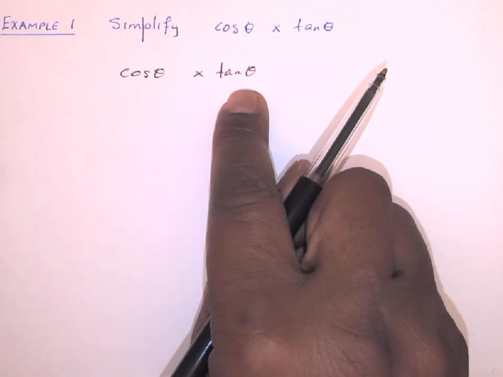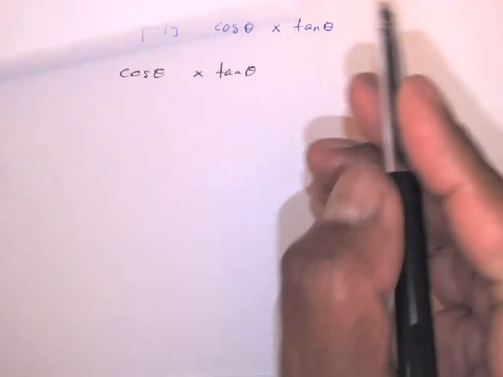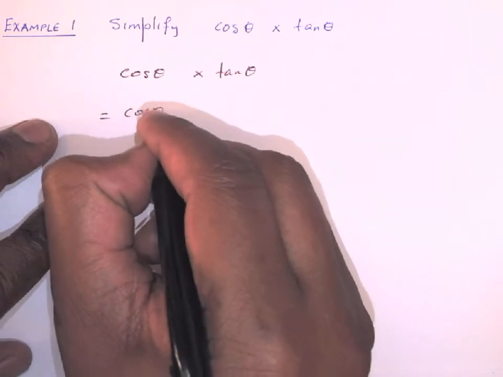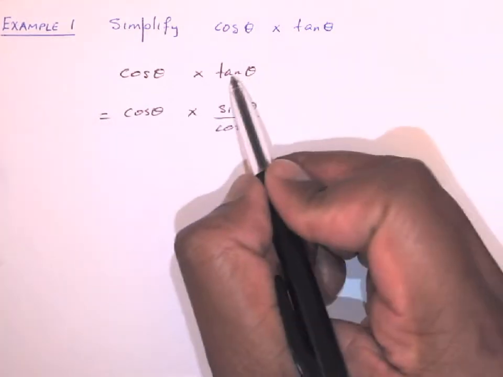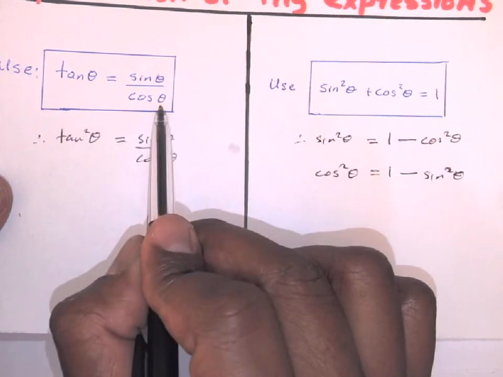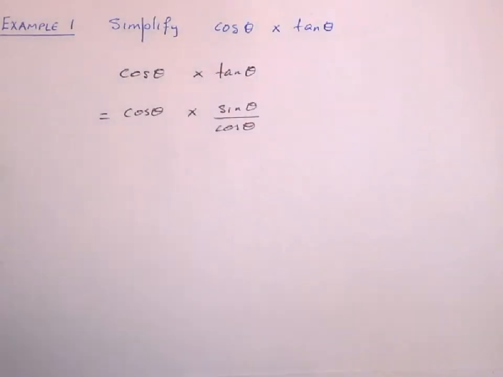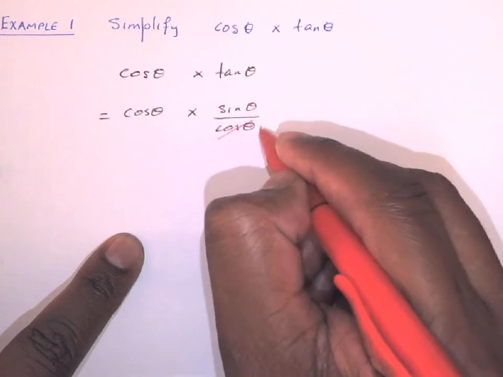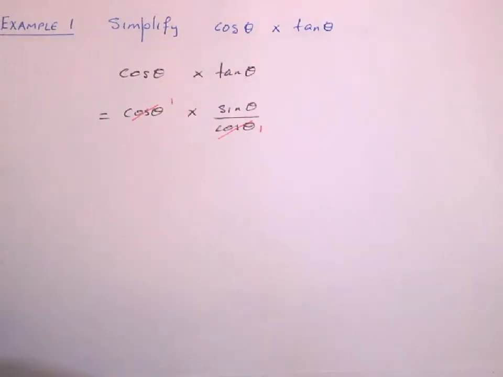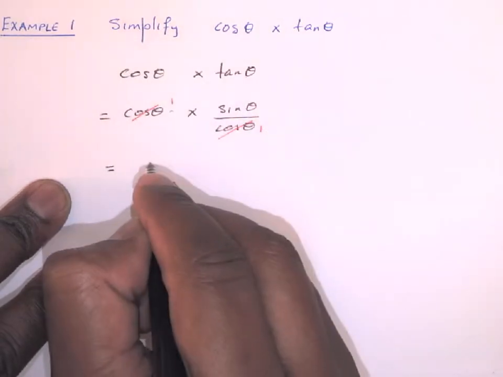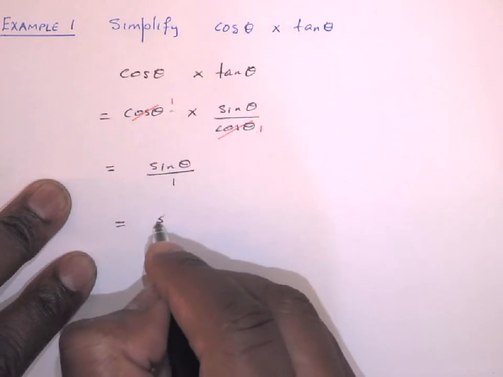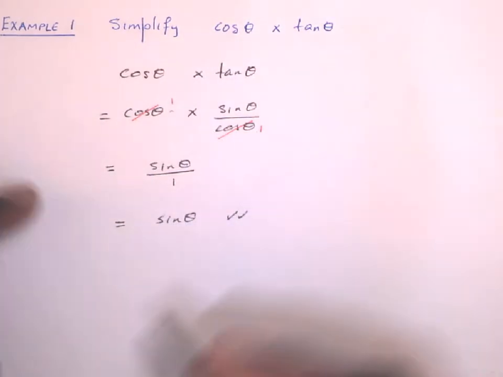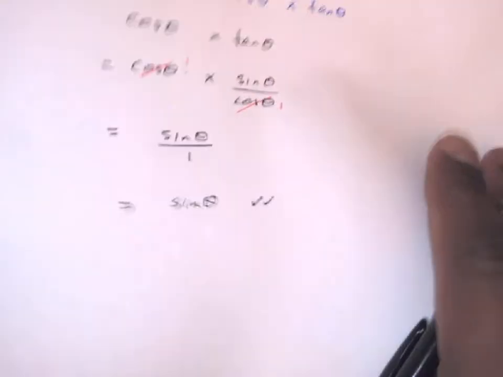Now, tan, we said it can be written as sine theta over cos theta. So this becomes cos of theta multiplied by sine theta over cos theta. I'm replacing tan theta with sine theta over cos theta because we said tan theta is sine theta over cos theta. So now you can see that because there is a times there, I can cancel the same factors. So my answer for this one is 1 times sine theta, which is sine of theta, divided by 1, and the answer is equal to sine of theta. Done. Full marks.